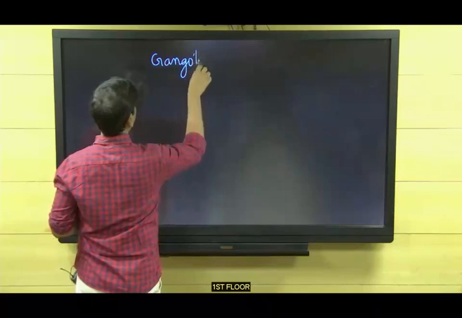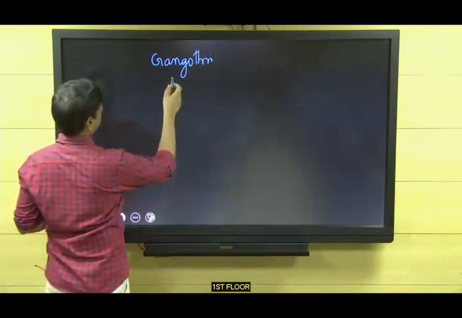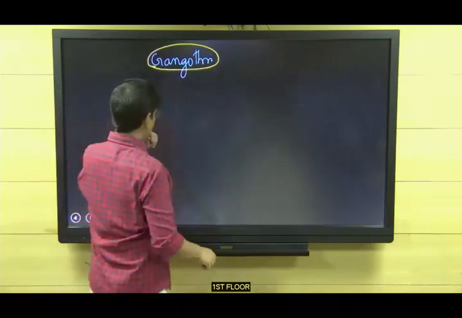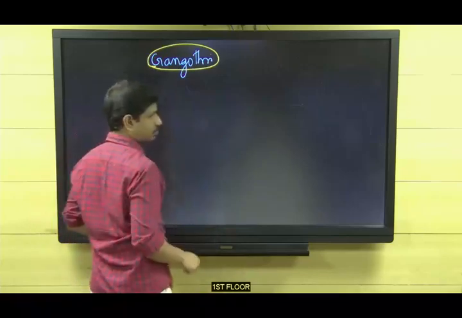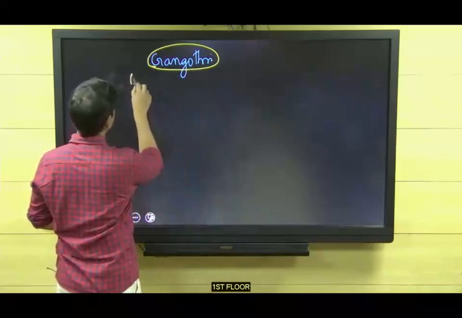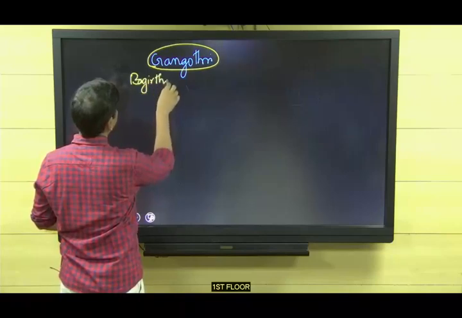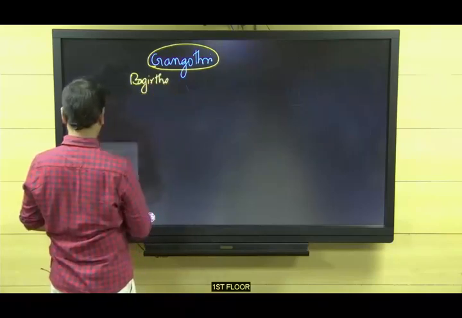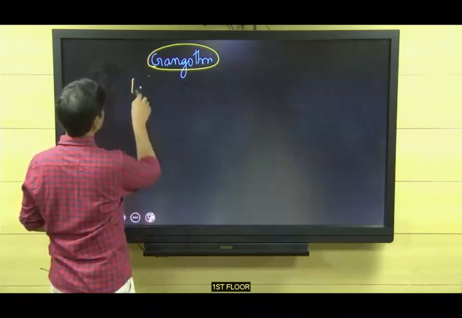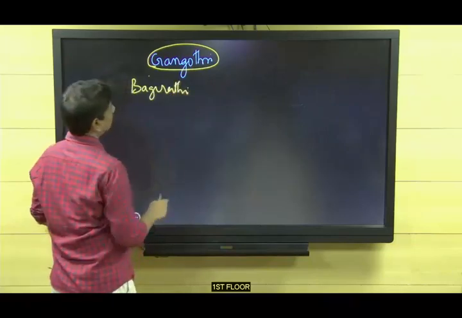This is Gangotri. Gangotri glacier, and then the river is known as Bhagirathi here. Bhagirathi. Sorry. Bhagirathi here. Okay.